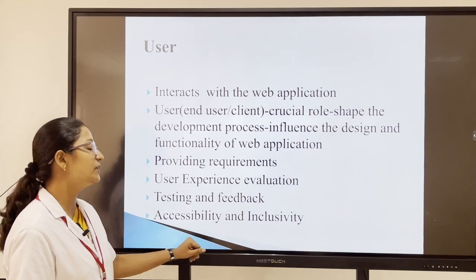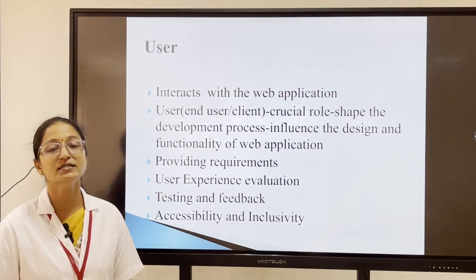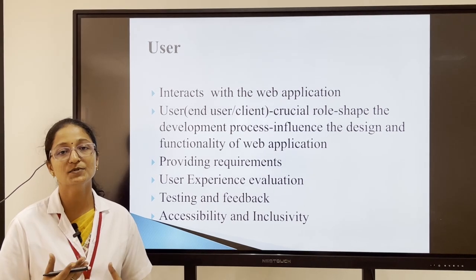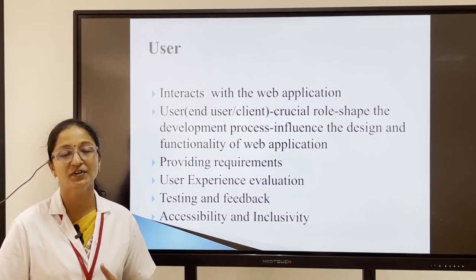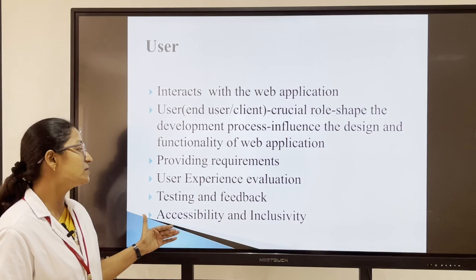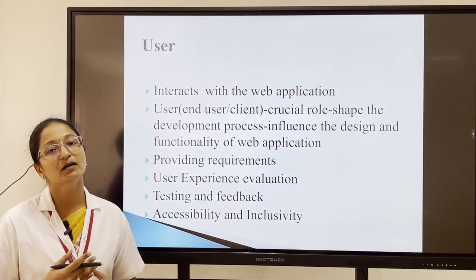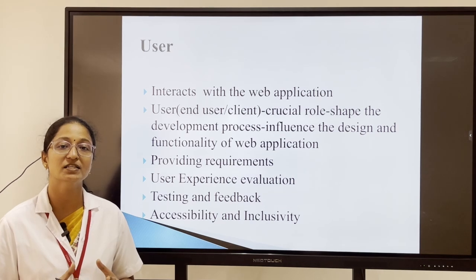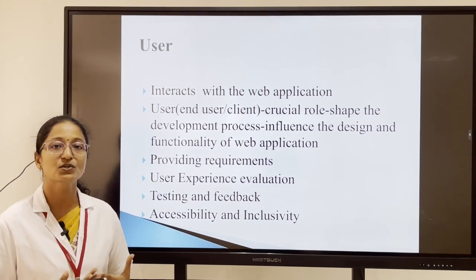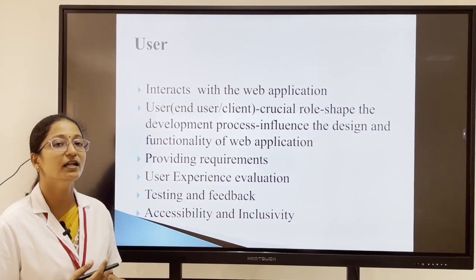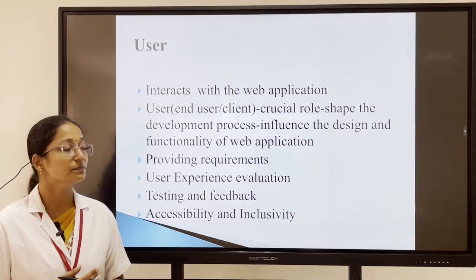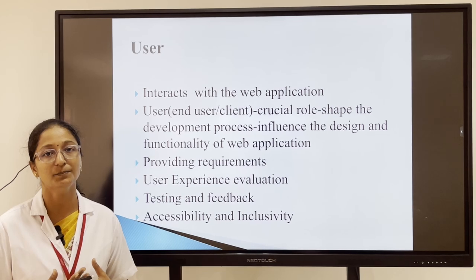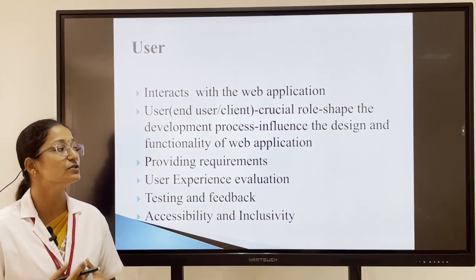Next is the accessibility and inclusivity. The user is helpful in finding the accessibility challenges, and helps to improve the accessibility features of the web application. Accessibility also helps in removing the barriers that prevent physically disabled people from participating in the usage of any applications. Next is inclusivity. Inclusivity means it is helpful in including all the physically disabled people to be valuable members of the society.